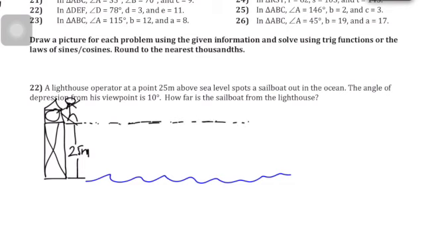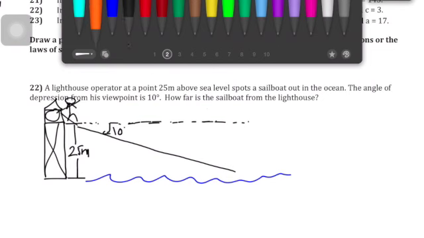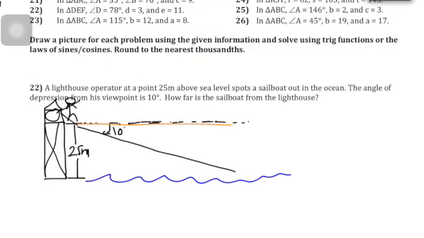Now his angle of depression, so it's looking down, so he has to look down to look at the sailboat. It's going to be at an angle of 10 degrees. So this is an angle of 10 degrees. That's a degree symbol, it's really hard to draw. All right, 10 degrees. How far is the sailboat from the lighthouse? So I'm trying to find how far away it is. I'm looking for this value right here.